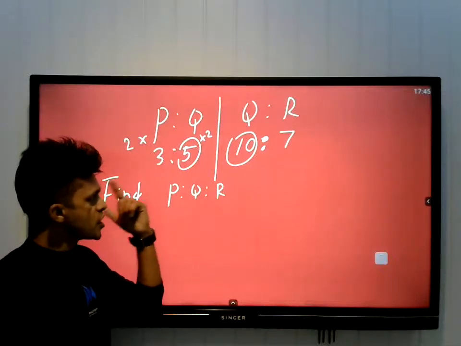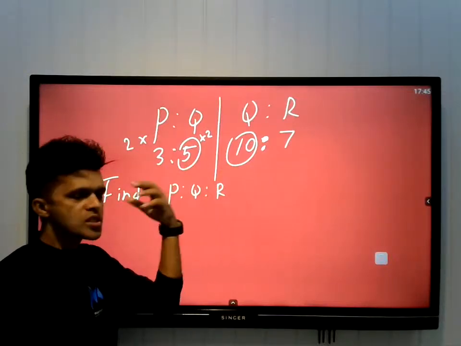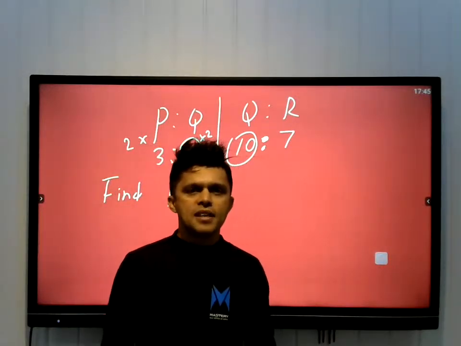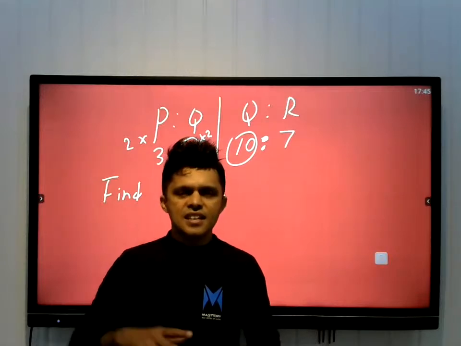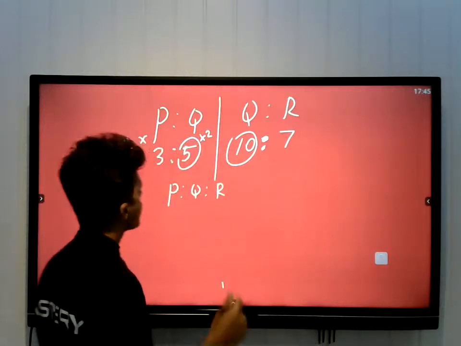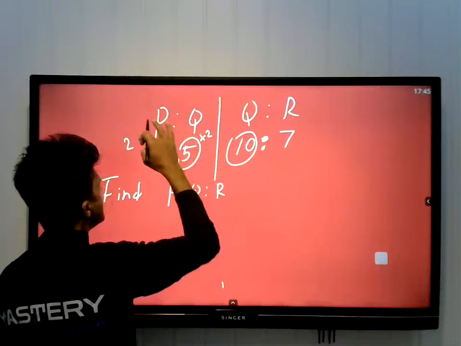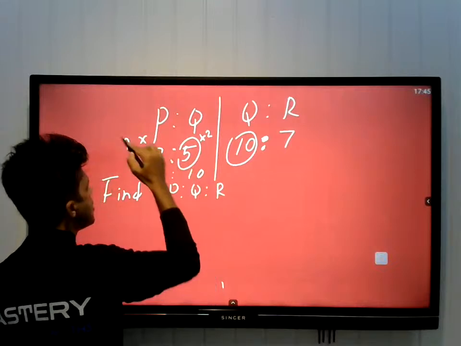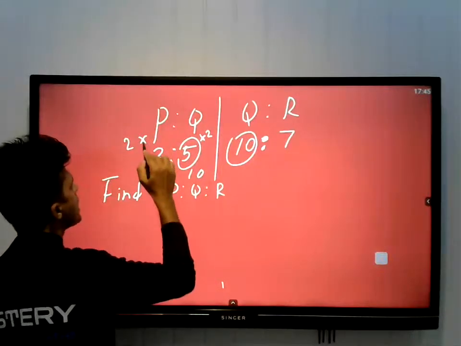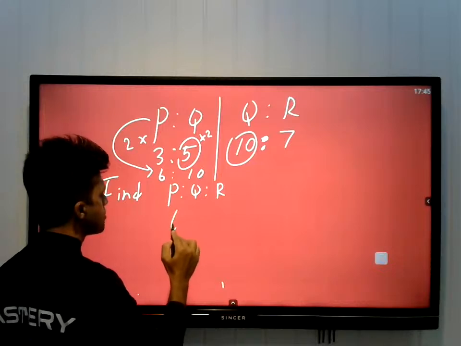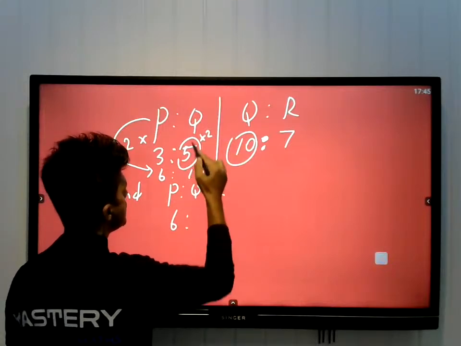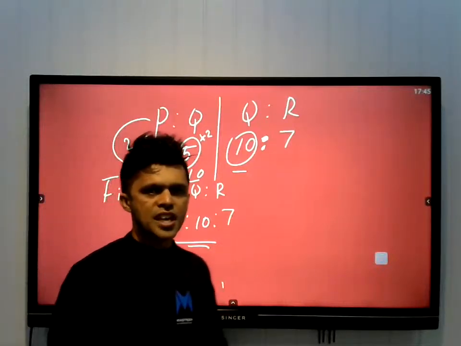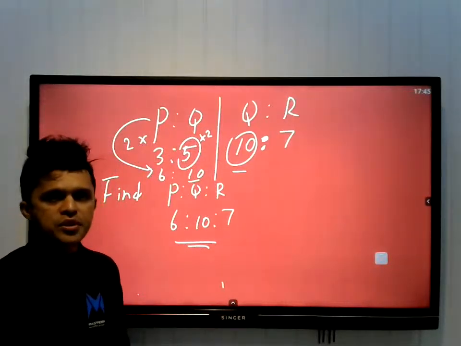So you need to select a certain digit to multiply, and the digit should be 2. So 5 times 2 is 10, and 3 times 2 is 6. Now we can write that the value related to P is 6, Q is 10, here 10 as well. The value of R is not changed. So we continue the ratio here.